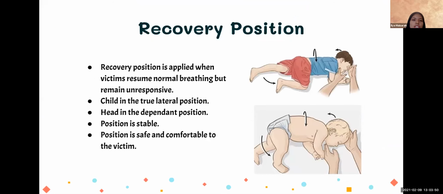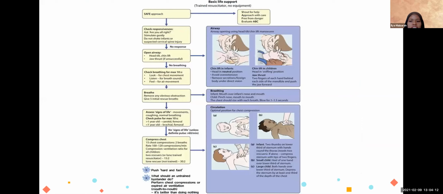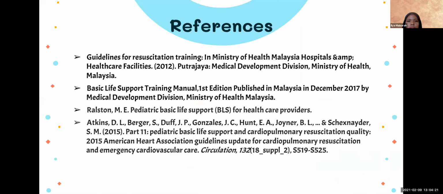And after resuscitation, you need to turn the child into the recovery position. In the recovery position, the child should be in the lateral position, head in the dependent position, and the position should be stable, safe and comfortable. So this is the step on how to do the recovery position in the child. You can read later. And this is the algorithm on how to do the pediatric basic life support based on the illustrated textbook. That's all from me.